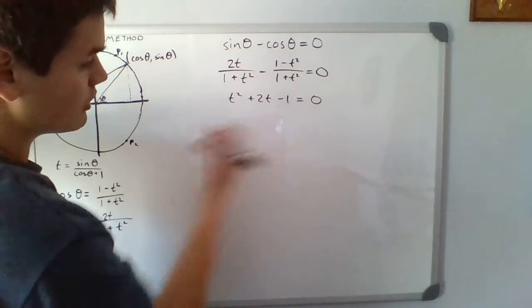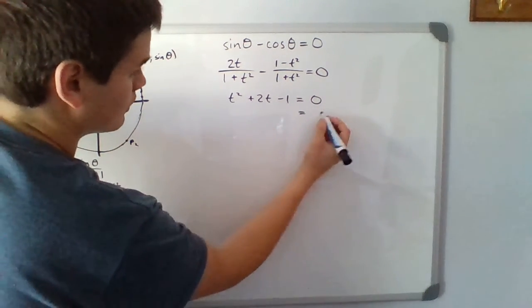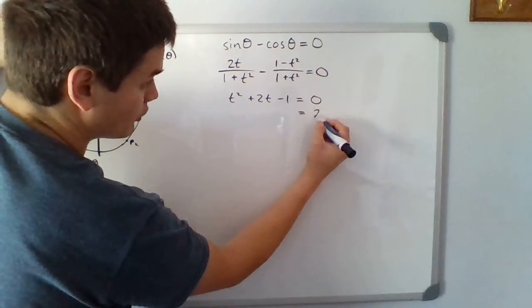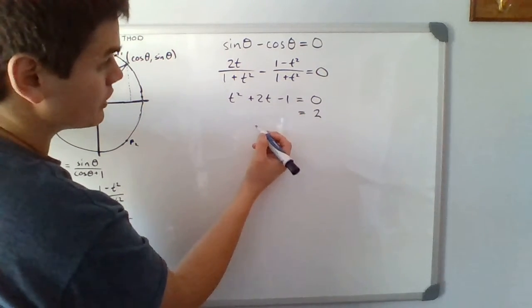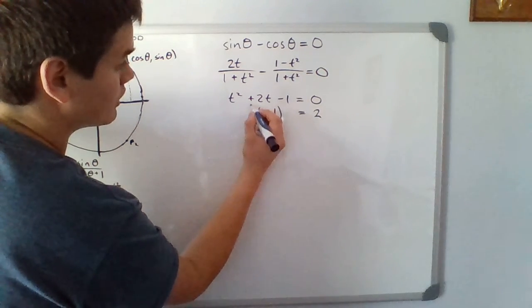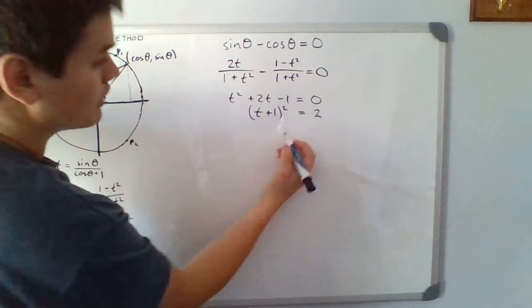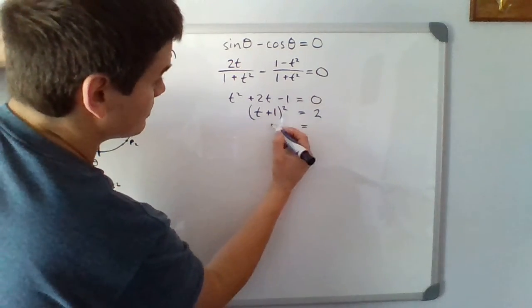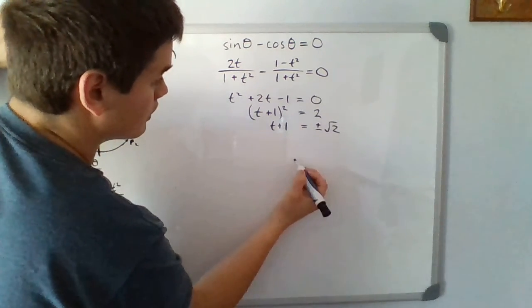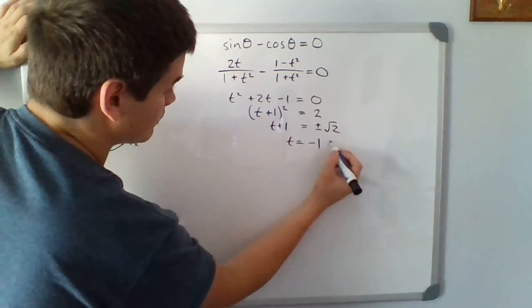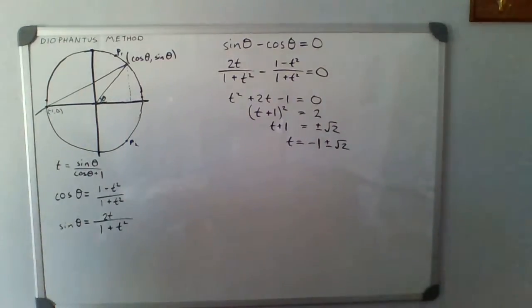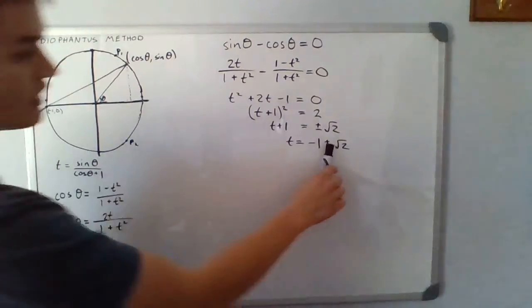So we just have to do this real quick. This is just going to be completing the square. I want this to be a positive one, so I have to add 2 to both sides. And then once that's a positive one, I can factor it into t plus 1 squared. So then I know that t plus 1 is going to be plus and minus the square root of 2, or t is equal to negative 1 plus and minus the square root of 2. Okay, so at this parameter t, t is equal to negative 1 plus and minus the square root of 2.